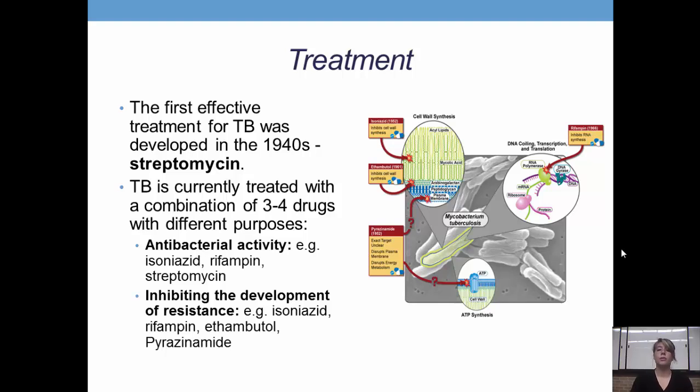So, treatment of tuberculosis. The first effective treatment for tuberculosis was developed in 1940, which is streptomycin. Currently, how we treat tuberculosis is with a combination of 3 to 4 different drugs that all have unique purposes. The first purpose is for antibacterial activity, and those drugs are isoniazid, rifampin, and streptomycin. Another purpose is to inhibit the development of resistance to these drugs, for which isoniazid is also administered, as well as rifampin, ethambutol, and pyrazinamide.